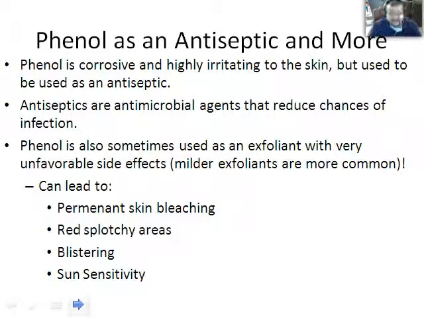Now, phenol has an interesting history. Phenol is corrosive. Phenol will actually penetrate the skin and kill the pigment producing cells, so it does have a tendency to bleach the skin. But because it's corrosive, it can be used medically. It can be used in treatments of smoothing the skin. Acid peel treatments, when extreme, can make use of phenol facial peels.